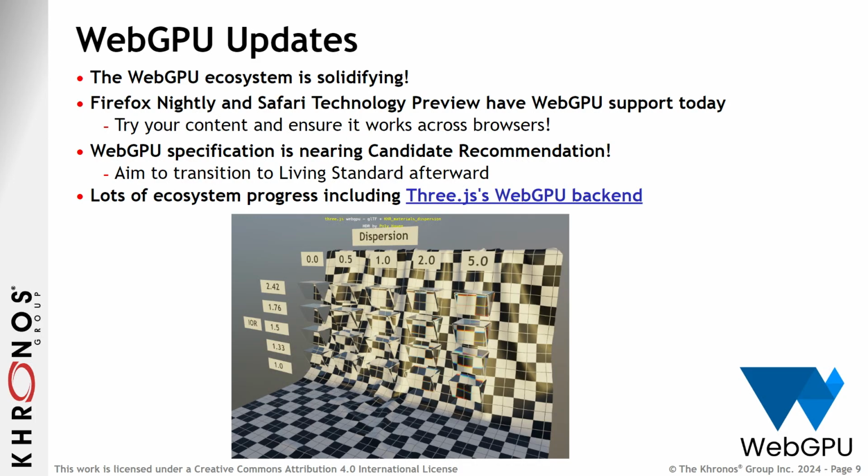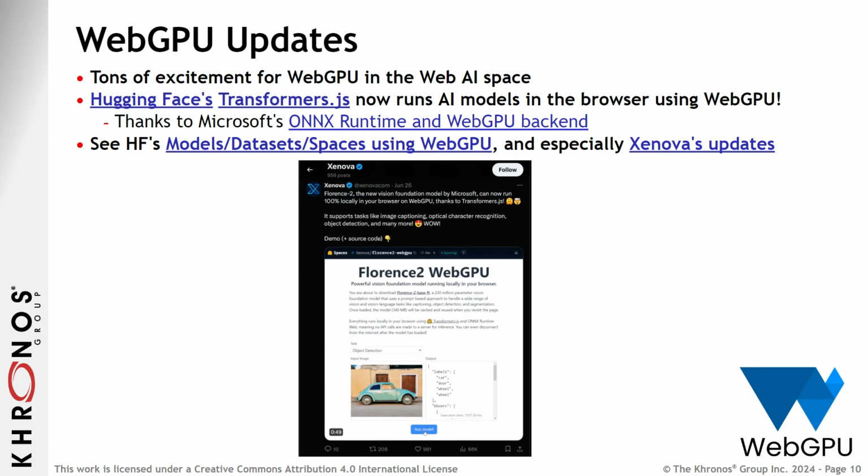But the spec is moving ahead. We're trying to get to a candidate recommendation stage at the W3C, which is a necessary milestone, then we'll transition it to a living standard, so it'll just keep evolving backward compatibly. And there's been a lot of ecosystem progress, including Three.js's WebGPU backend, which I'll show more later.